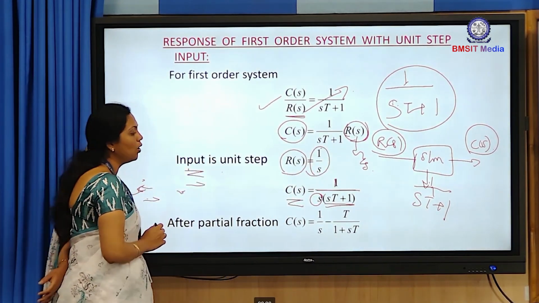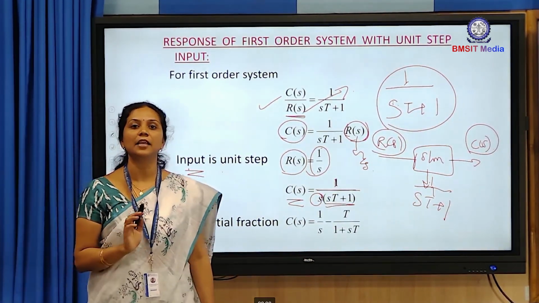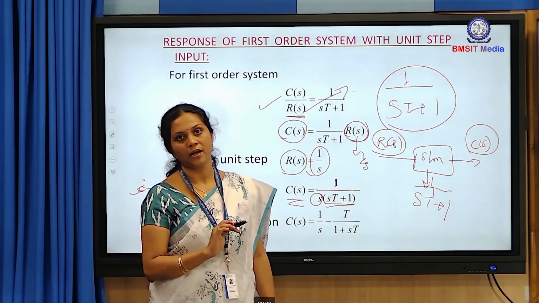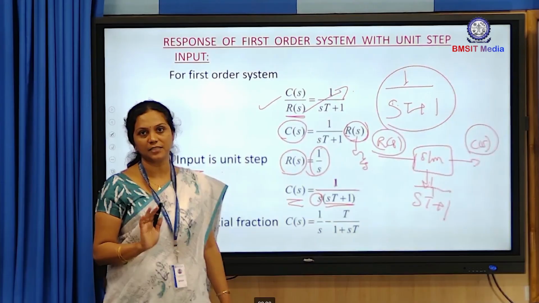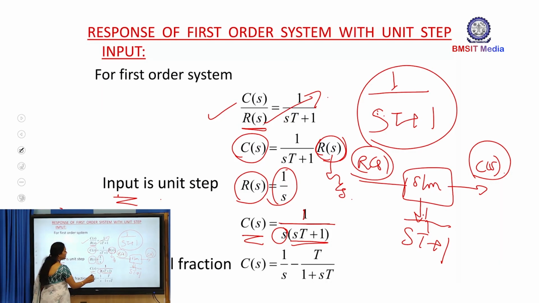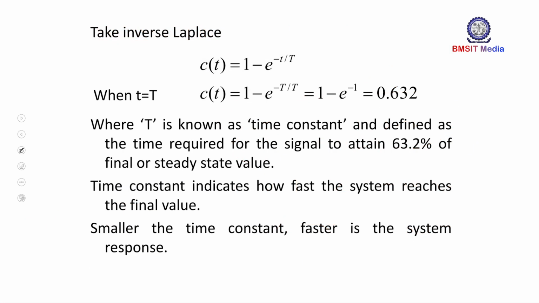Now what I have to do, whatever the C(s) function I have got, to this C(s) function I need to apply the partial fraction. When I apply the partial fraction, all of you have studied this in the mathematics class. So how do I apply the partial fraction for any system like this? I am going to separate it: 1 divided by s minus T divided by 1 plus sT is the second part. Now what I have to do now?